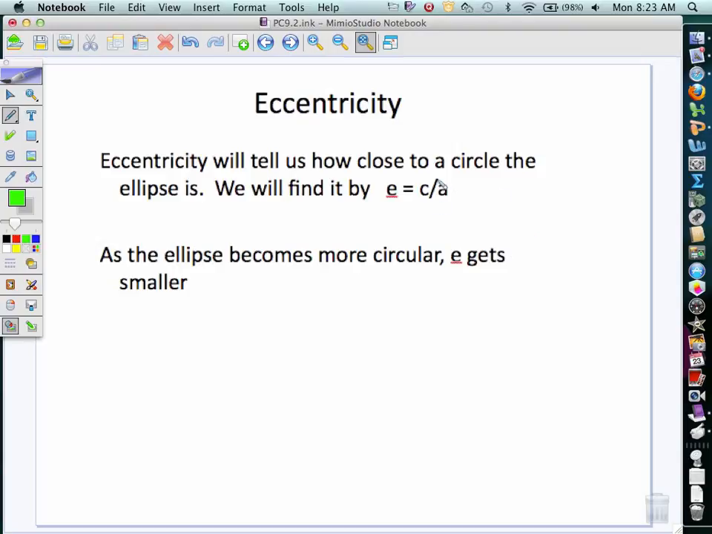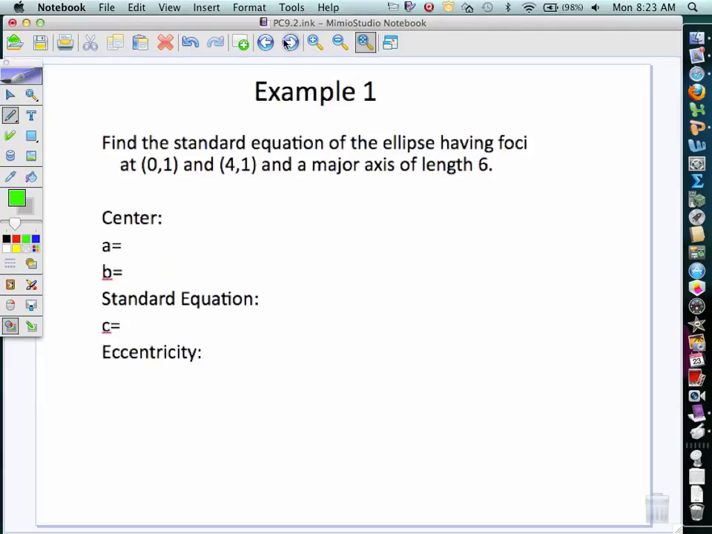As the ellipse becomes more circular, e gets smaller. The ratio here will get smaller. That's just one other extra calculation that we will be doing.